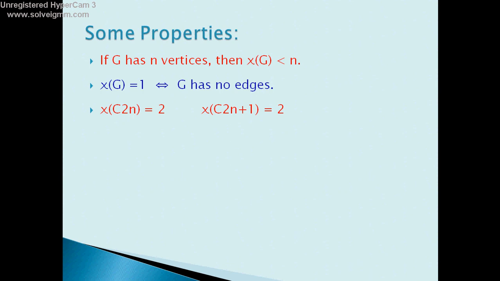Another extreme case is the complete graph. The chromatic number of the complete graph of order n is equal to n. This makes sense because every pair of vertices is adjacent in a complete graph. So you have to use n colors in order to make a proper vertex coloring.